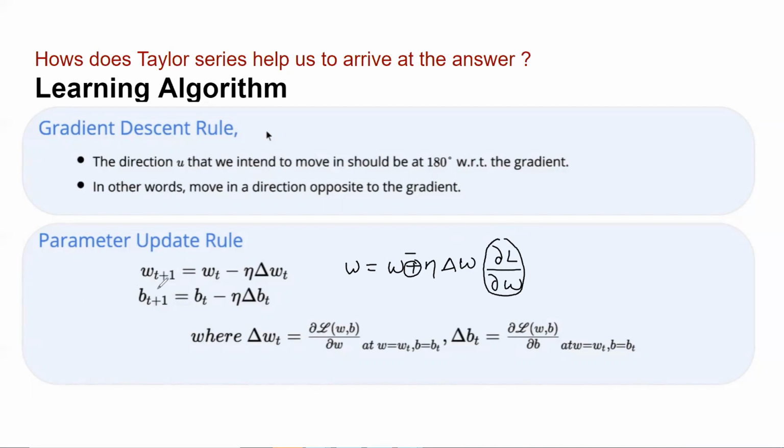So I should always update my W by subtracting the gradient of the loss from it. That's why this update rule came. W t plus 1, that means in the t plus 1th iteration, take the value of W in the tth iteration and subtract the gradient of the loss with respect to W. Ashutosh, can you go back to the previous slide? Sure.